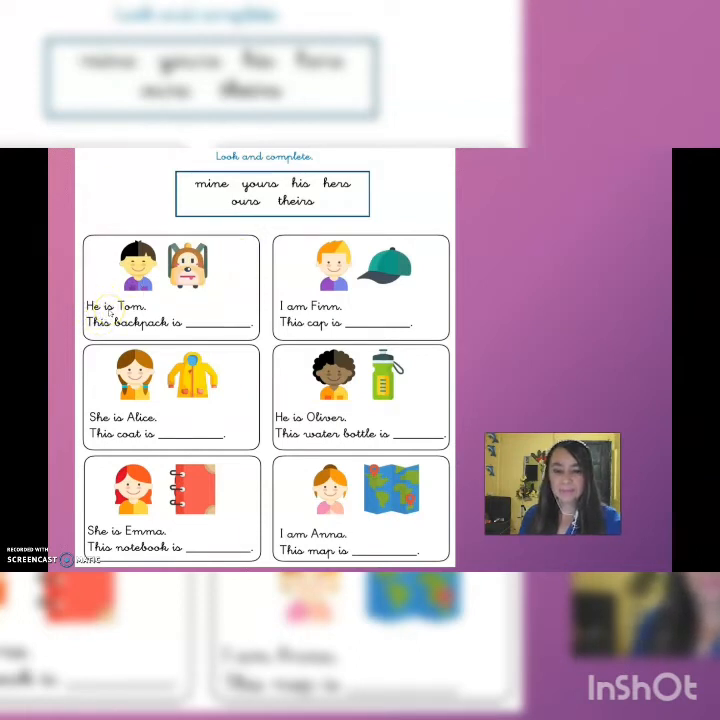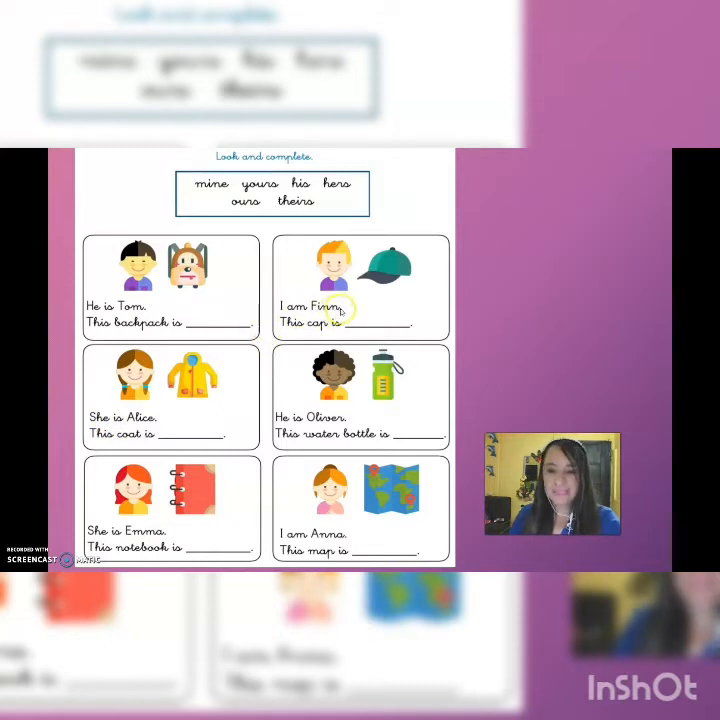¿Cuál sería el pronombre, el adjetivo posesivo? Si estamos hablando de he, sería his. This backpack is his in this case. His. This one. His. If you want to take notes in your notebook, it's okay. Si quieren tomar nota de estos ejercicios, lo pueden hacer en su cuaderno. It's not a problem.